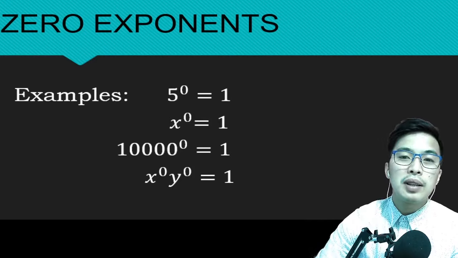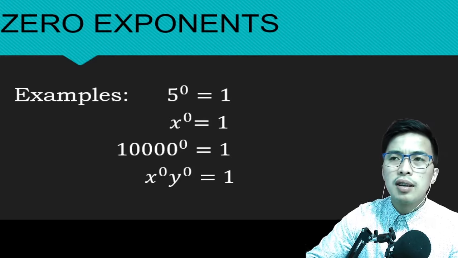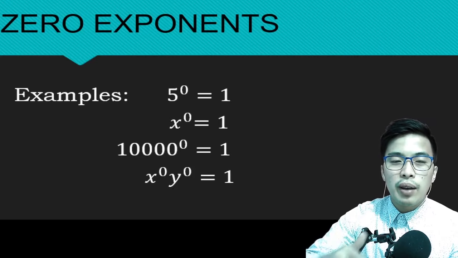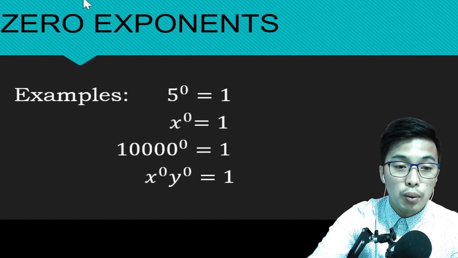Again, this is the principle of zero exponents. Any number or any variable that is raised to the power of 0, except 0, okay, will always be equivalent to 1.